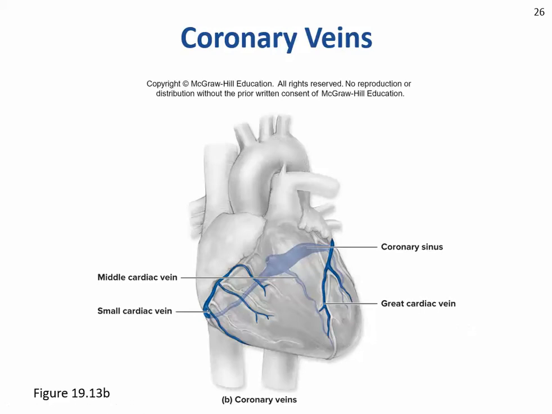sinoatrial opening. Now, there's variability. Not every individual has this. Not every individual has the same pattern with the coronary arteries. There's more variability with the veins than there is with the arteries.